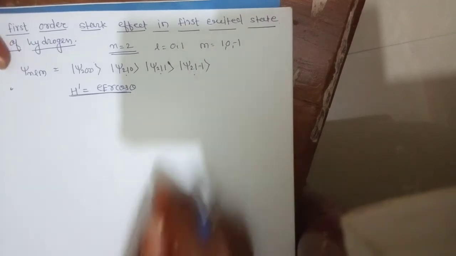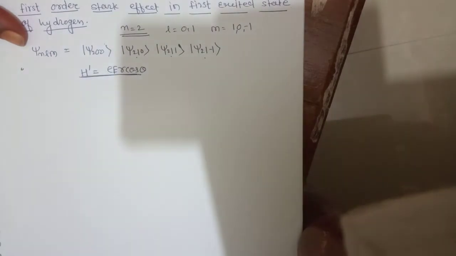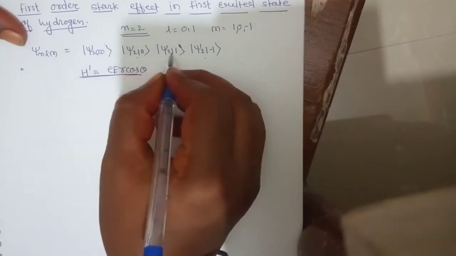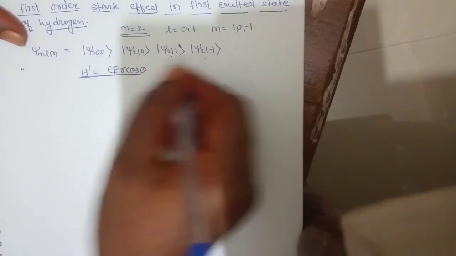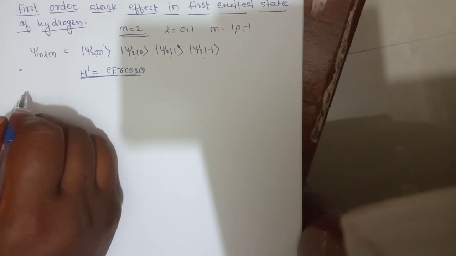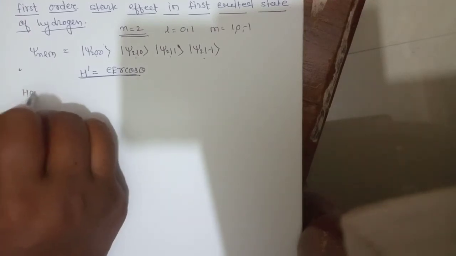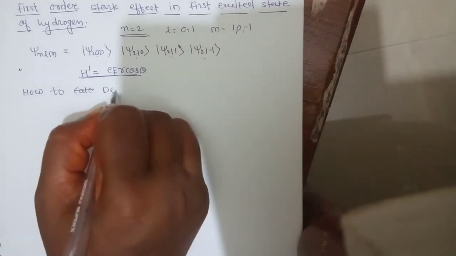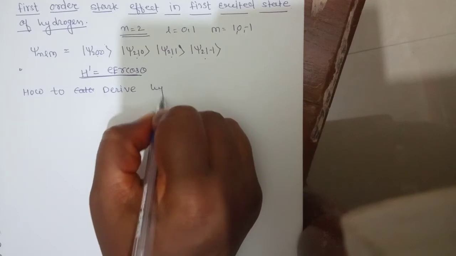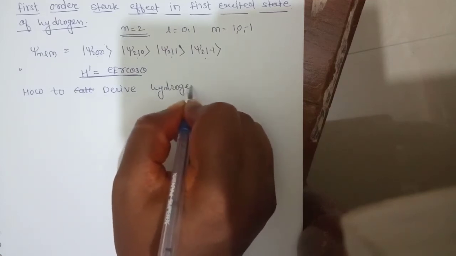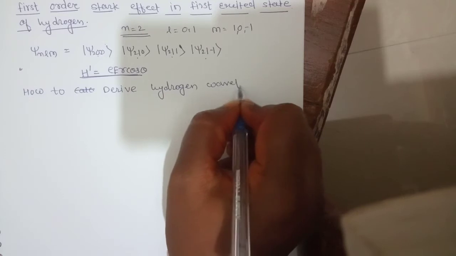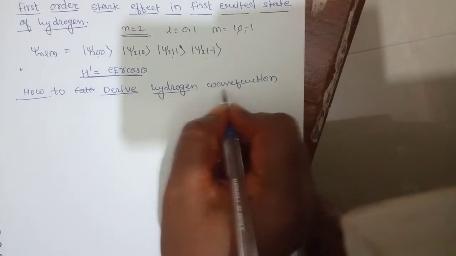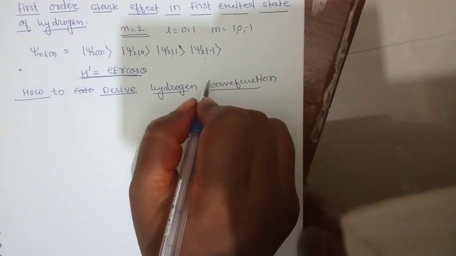For this, there are some formulas. With the help of these formulas, we can get the wave functions psi 2 0 0, psi 2 1 0, psi 2 1 1, and psi 2 1 minus 1. First, we'll see how to derive the hydrogen wave function.